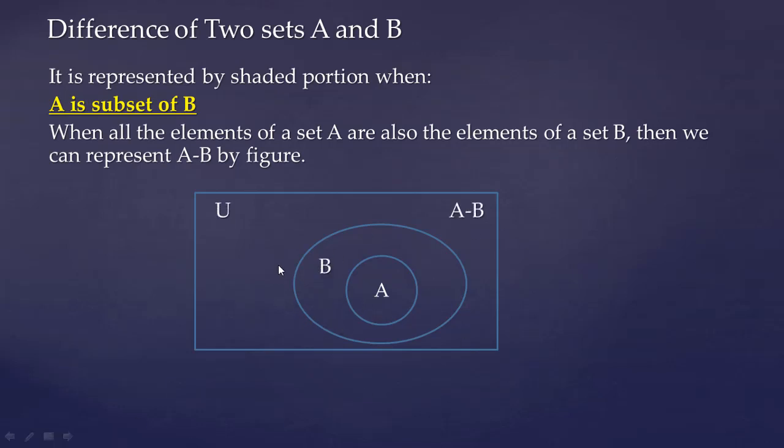We have two sets A and B, and A is the subset of set B. When we take A difference B, it will be equal to the empty set, because there is no portion of set A which is not in set B.